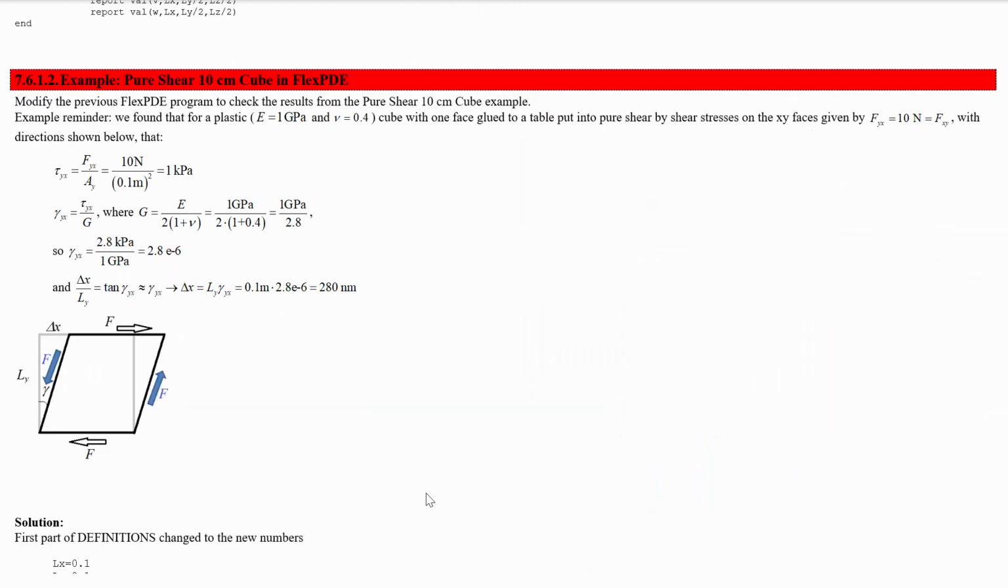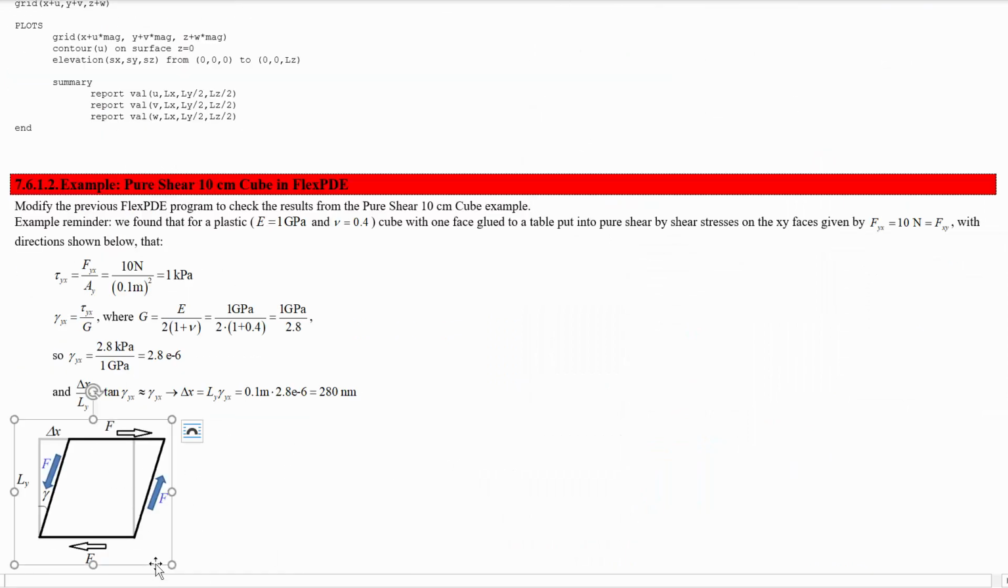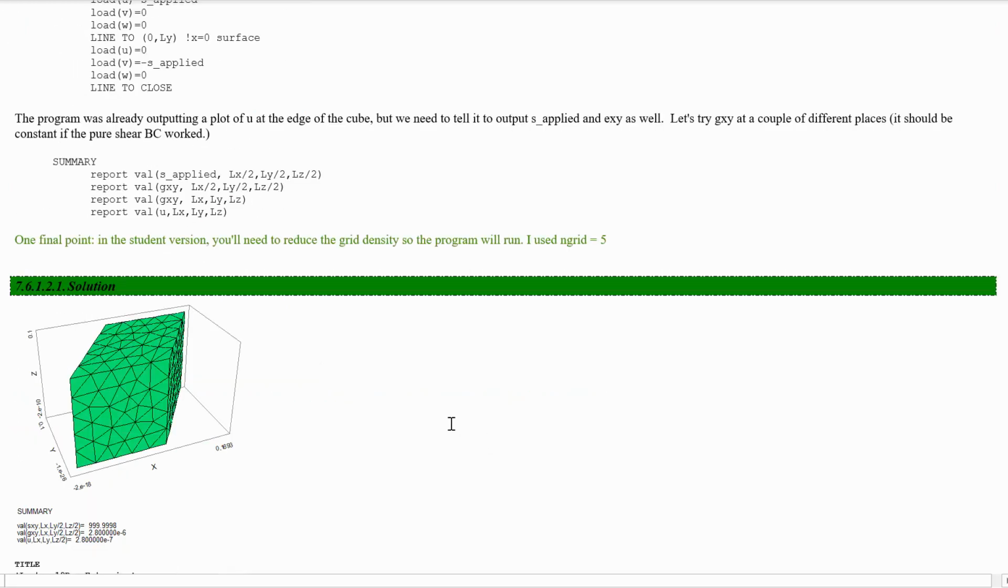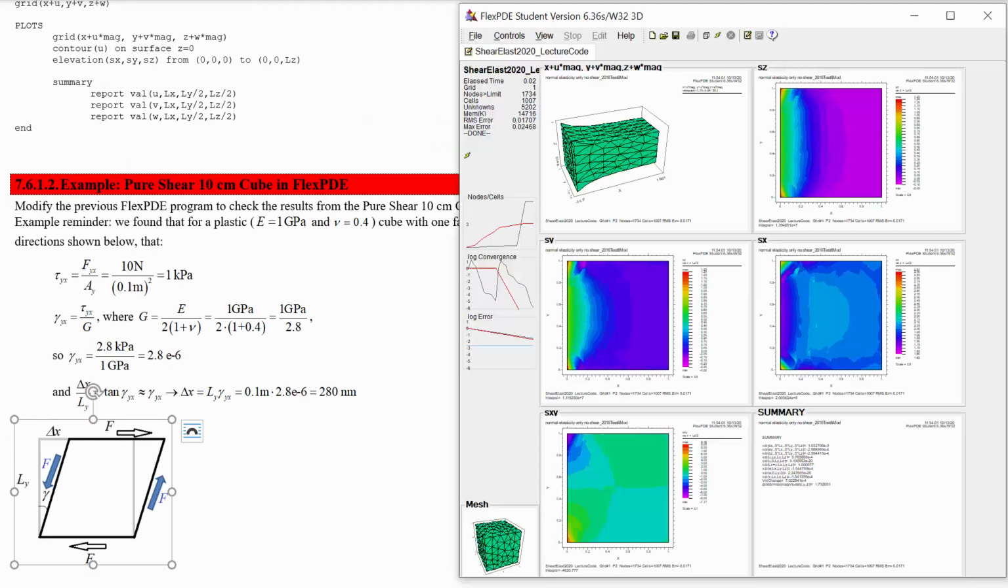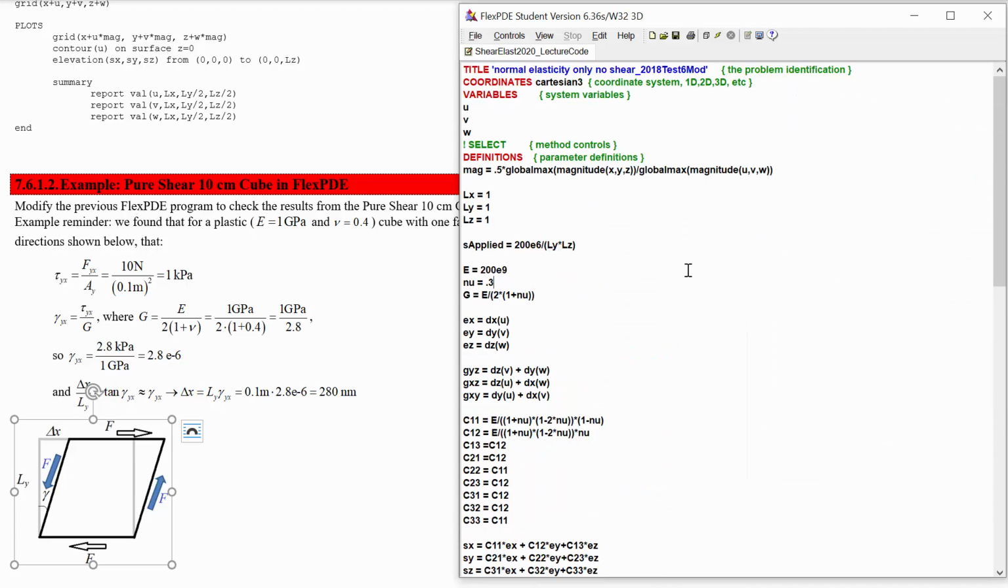So the next example that's in the notes actually just talks you through the example we did before, which is viewing this pure shear static equilibrium thing in FlexPDE. We can kind of turn that back now and just go over how you modify the code again. We have a Young's modulus of 29, Poisson's ratio 0.4. It was 0.1 in all the different directions. And the applied stress is 10 newtons divided by the lengths of the side multiplied together. So actually I guess we should technically say if it's applied to the top surface, it is Lx times Lz, not that it really matters for a cube.